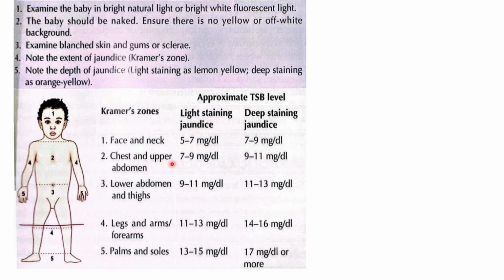And also in zone 2, the chest and upper abdominal region, that is 7 to 9. And for zone 3, the lower abdomen and also the thigh, 9 to 11 mg per dl. And zone 4 means legs and arms, this portion of the leg and also arm, and it corresponds to 11 to 13 mg per dl. And also 13 to 15 mg per dl is your palm and sole, approximately. Okay, and as we have already discussed, jaundice present in palm and sole, that is 15 mg per dl or more, is always pathological.